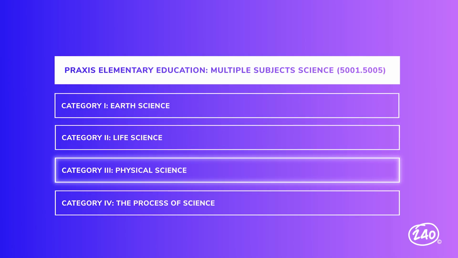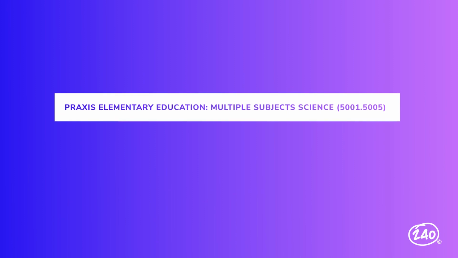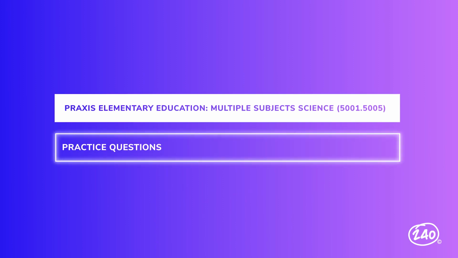Now that we've gone over some of the big concepts, let's take a look at some practice questions to show you how these concepts can appear on the test. Starting back with Earth science. Remember that section on Earth systems where we talked about the different kinds of boundaries? Let's look at how that's reflected in a question.